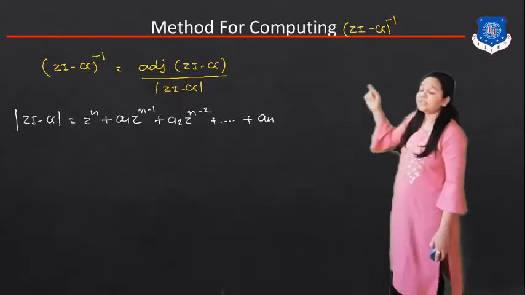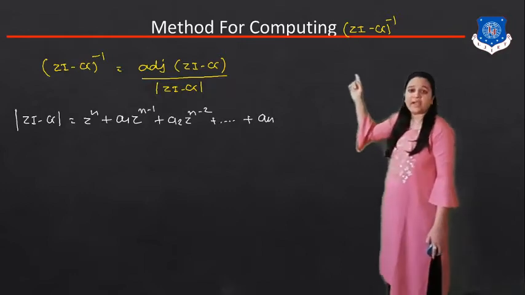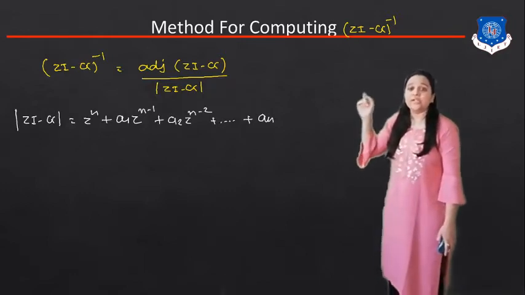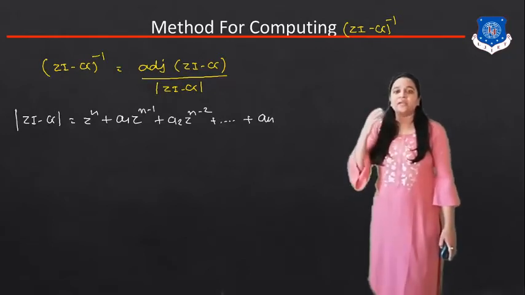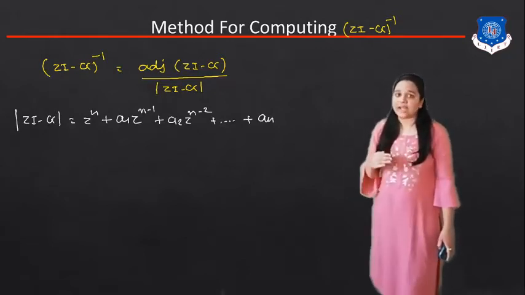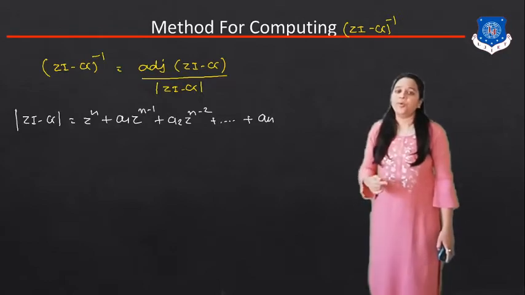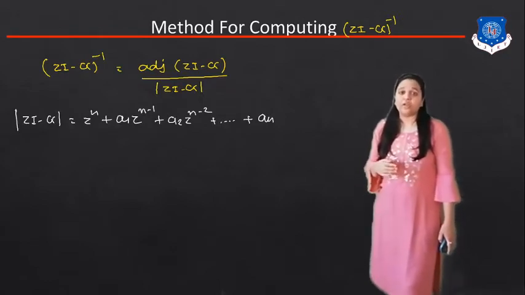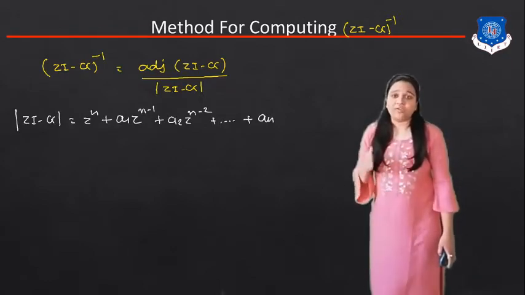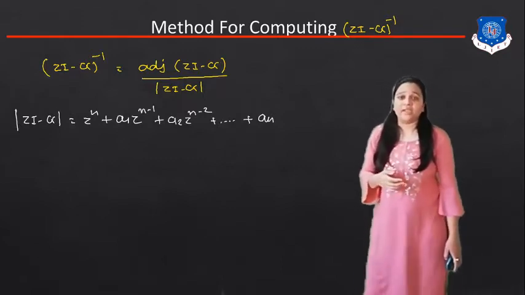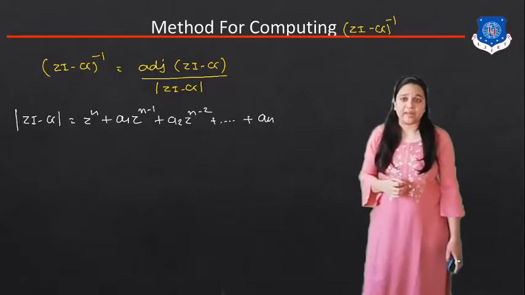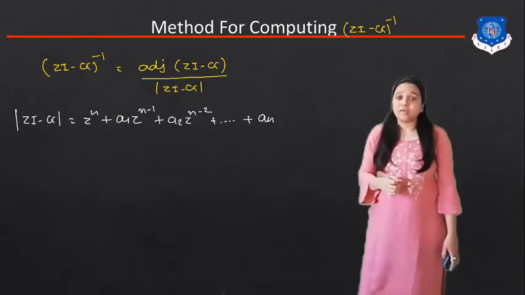Here you can see that the mod of (zI minus G) is equal to z raised to n plus A1 z raised to n minus 1 plus A2 z raised to n minus 2 up to An. First of all, we will find the values of A1, A2 and An. After that, we will find the value of the mod of (zI minus G). So what is the equation of A1?